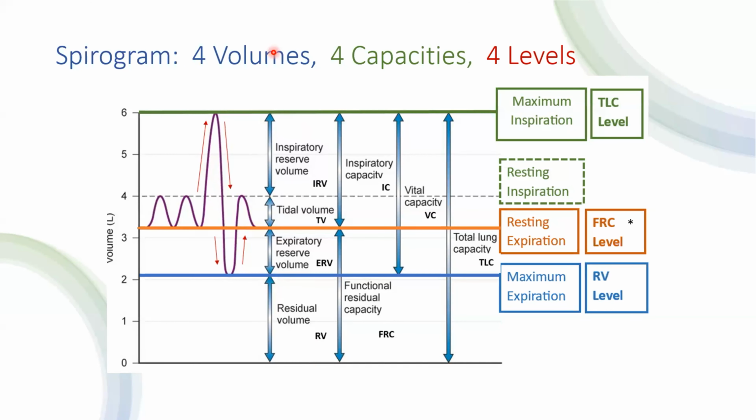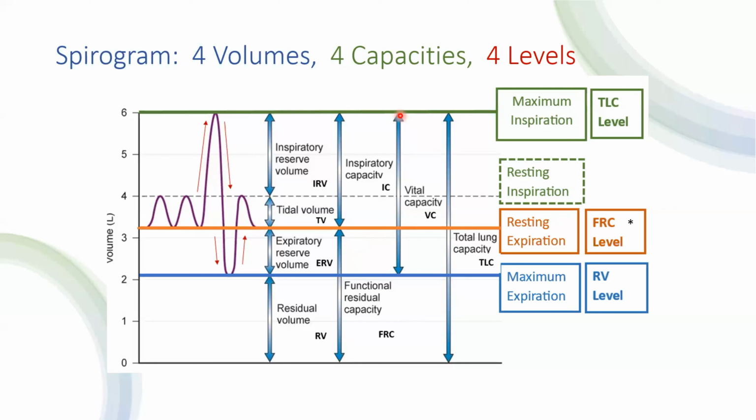You combine any 2 or more volumes and you end up with capacities. We have 4 capacities. Combine the inspiratory tidal volume with the maximal inspiratory reserve volume and you get the inspiratory capacity, or IC. You combine the ERV with the RV, what's in your lung at the end of a resting exhalation, and you get the functional residual capacity, or FRC.